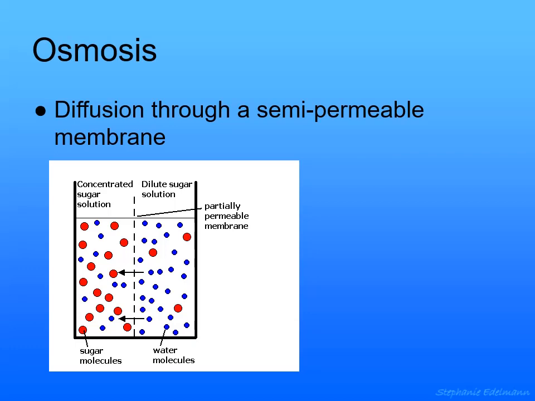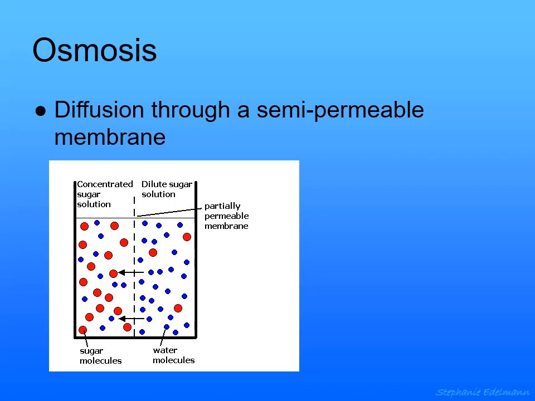And one of the beautiful things about both osmosis and diffusion is it doesn't require any energy. But what osmosis is, it's a diffusion through a semi-permeable membrane. So what you have on this picture is a beaker, and on the left you have a concentrated sugar solution with the red molecules being the sugar molecules. On the right you have water molecules.